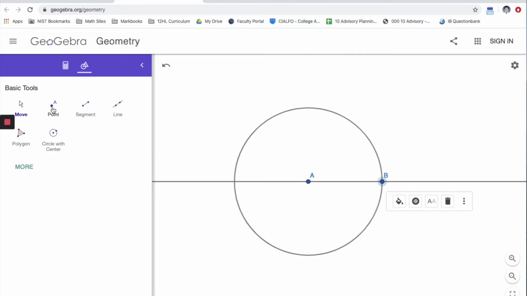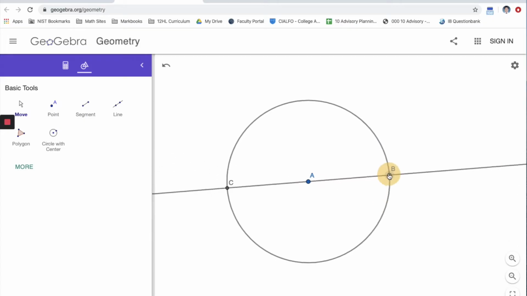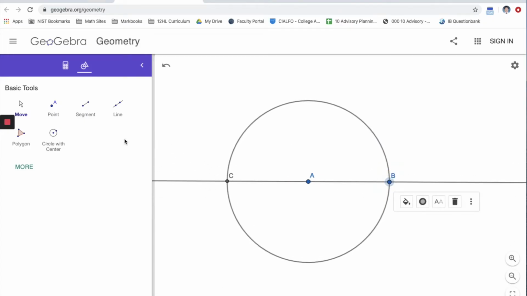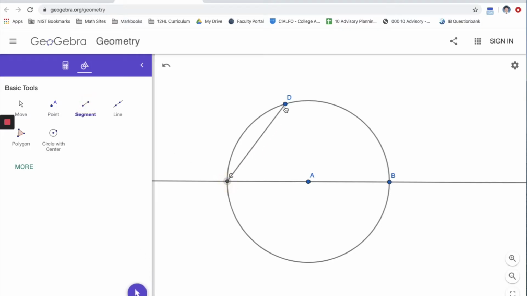Then I am going to put a point where the circle and line AB meets. And again, you know that you did it correctly when you move point B, point C also should move. Then I am going to put a point somewhere on the circle, and then connect point C and D with a segment. C and D. And I'm going to connect points B and D with another segment.